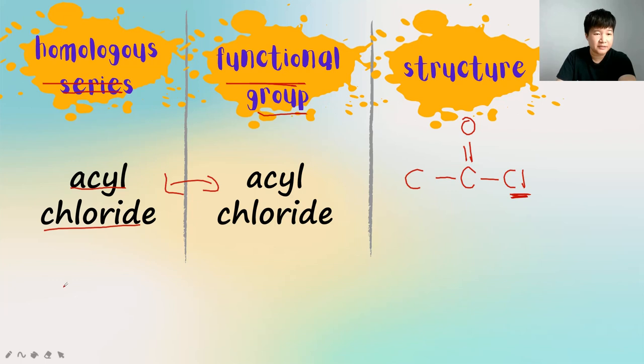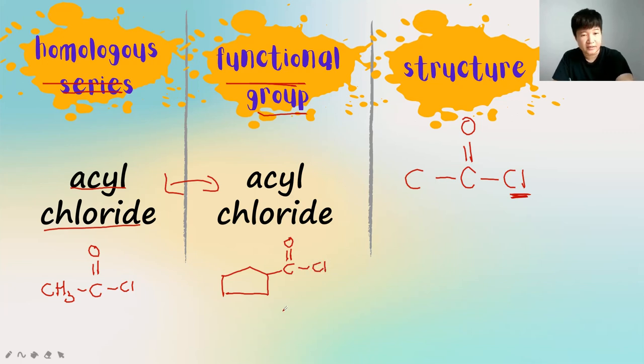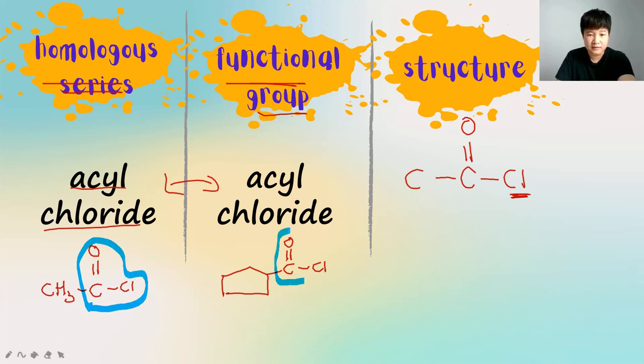So the simplest acyl chloride that you can have is CH3, C double bond O, Cl. Other than that, your acyl chloride could be in the form of a ring. You can have this bonded to C double bond O Cl. That is also your acyl chloride, mainly because the C double bond O must be bonded directly to a Cl. That is your acyl chloride.